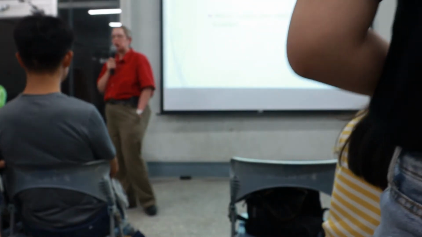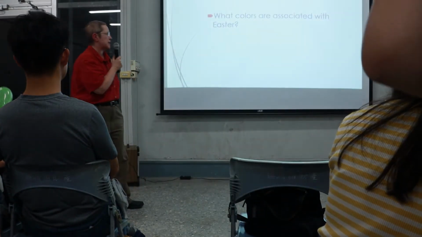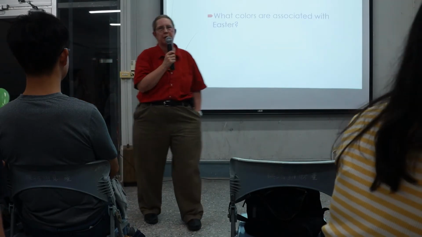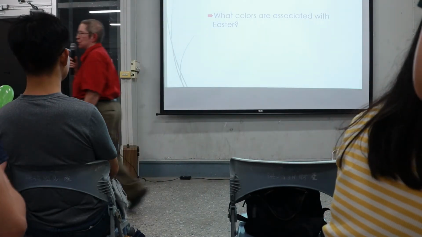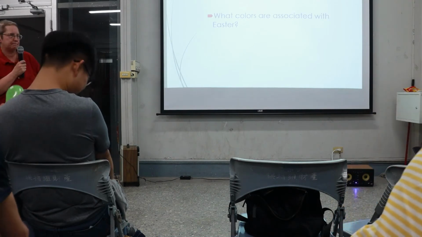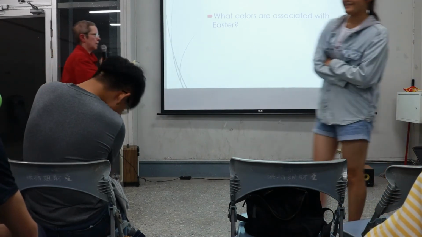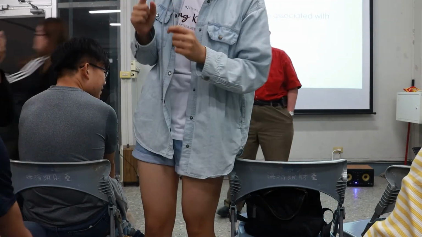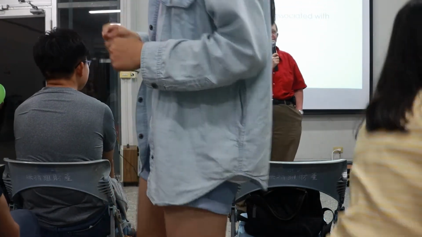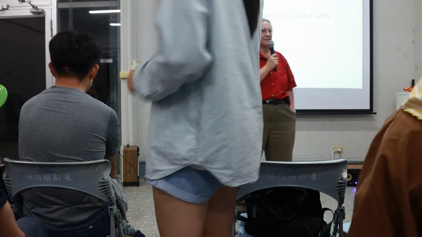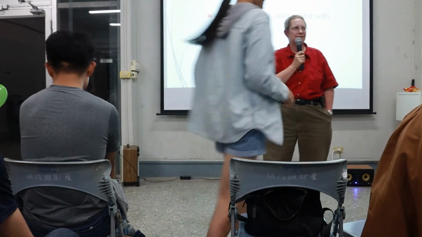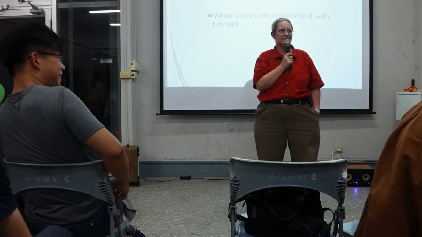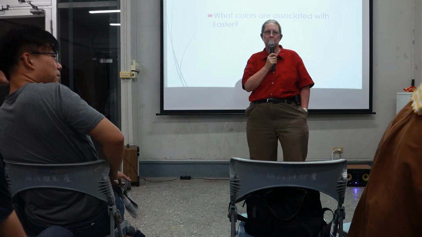What colors are associated? Red and green is for Christmas, and orange and black is for Halloween. What are the colors for Easter? All right, 30 seconds. Colors. Go colors. How many colors? How many colors?